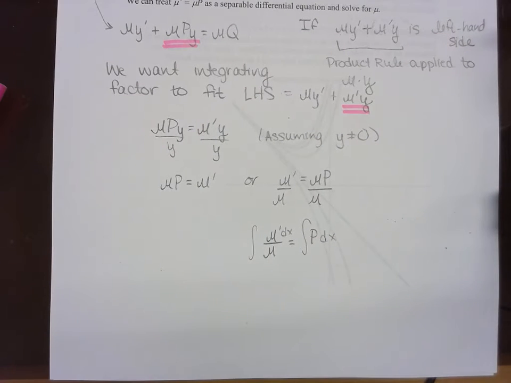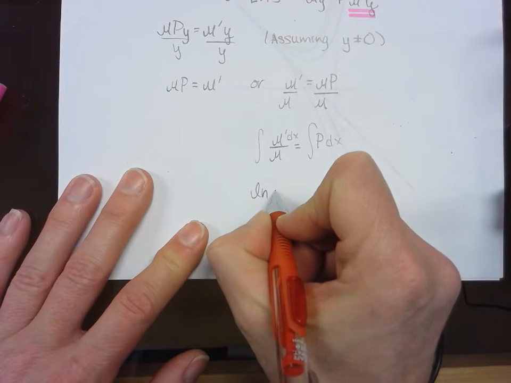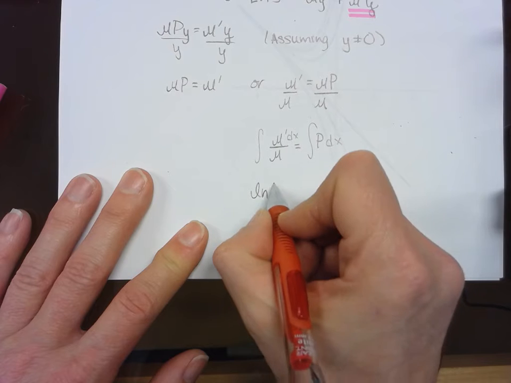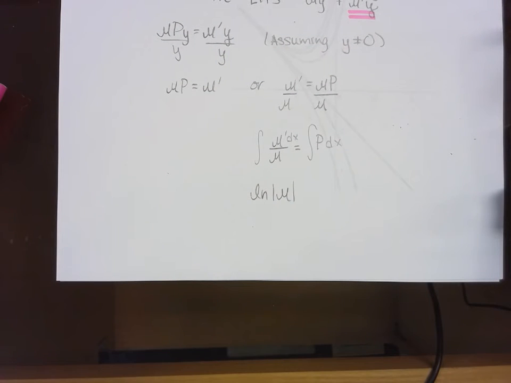So what about mu prime over mu? What's that going to give us? Think of du over u, right? Mu prime is just the derivative. So if we had du over u, right, natural log. So we're going to have natural log of mu, and technically we should use absolute value, but we're almost never going to use absolute values when we're actually solving the problem.